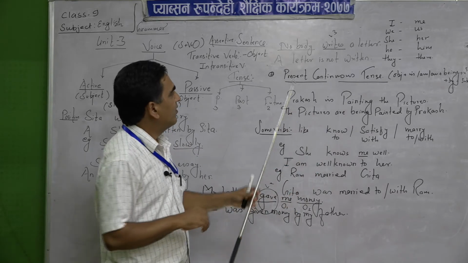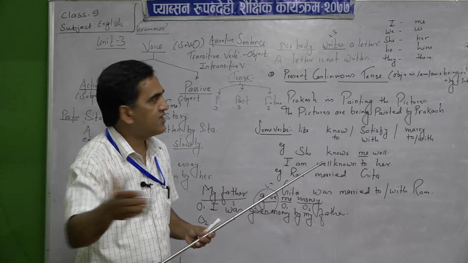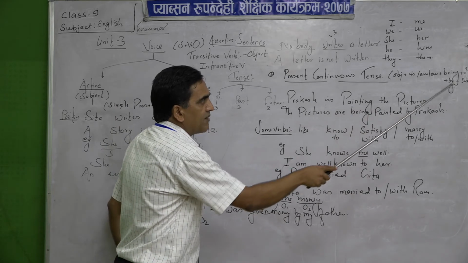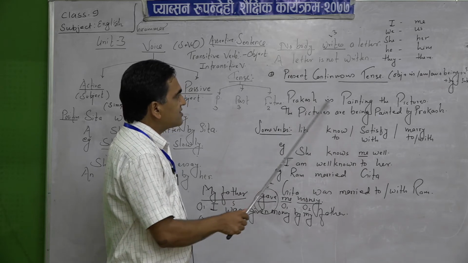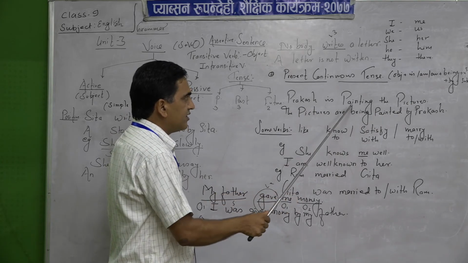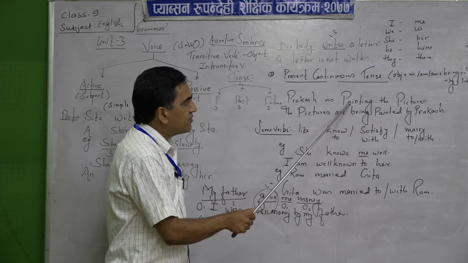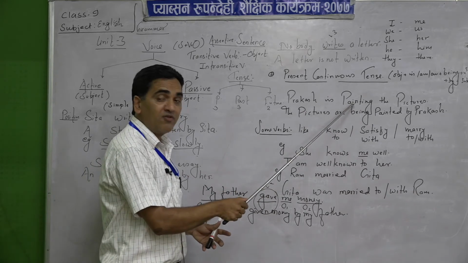Now, in present continuous tense, how do you have to change? There must be an object: is, am, are, being, V3, by plus subject. Now you can say Prakash is painting the pictures. Prakash is the subject, painting is the main verb, and is is the helping verb, the auxiliary verb, which is used before the main verb. My dear students, this auxiliary verb is helping the main verb.